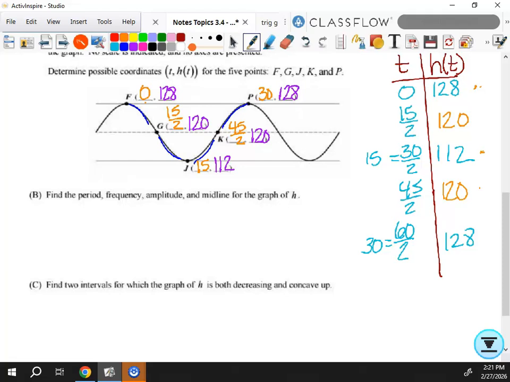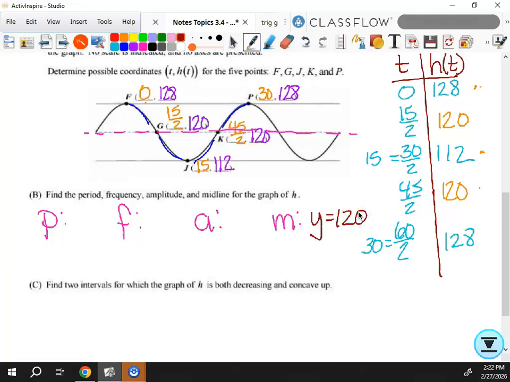Okay, beautiful. Now, what we didn't do the last time we looked at this is we didn't find the period, the frequency, the amplitude, and the midline, because we didn't even know what those things were then. Because I already have a picture, I personally think that the midline is the best thing and the easiest thing to find first. It is actually staring you in the face. What is it? Y equals 120.